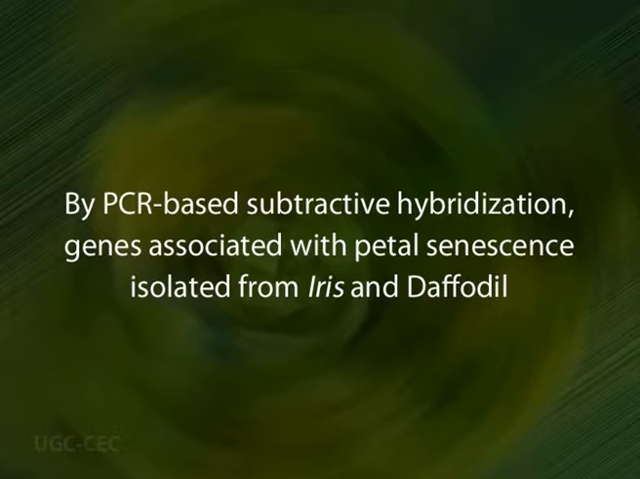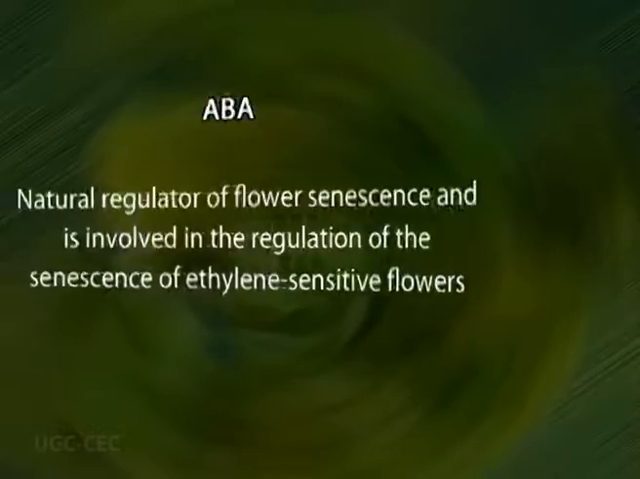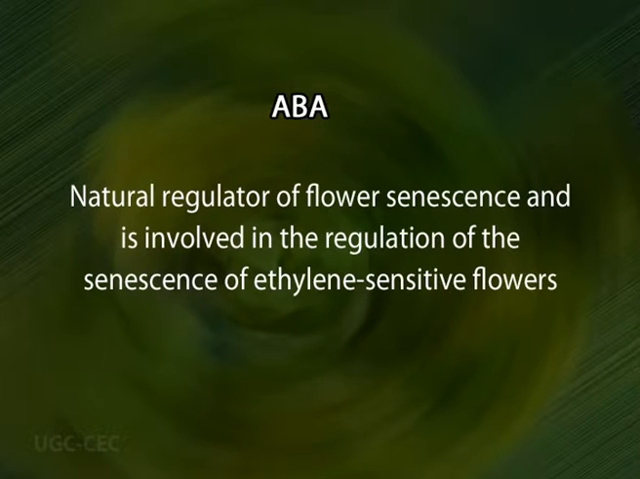Recently, PCR-based subtractive hybridization has been successfully used in daffodil and iris to isolate large populations of genes associated with petal senescence. About 54 genes have been isolated from daffodil, including genes encoding a few regulatory proteins and several cysteine and serine proteases. It has been suggested that abscisic acid is a natural regulator of flower senescence and is involved in the regulation of senescence of ethylene-sensitive flowers.